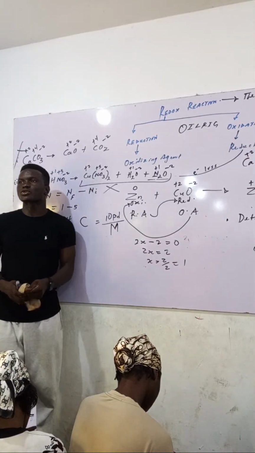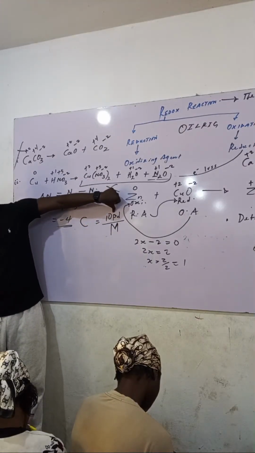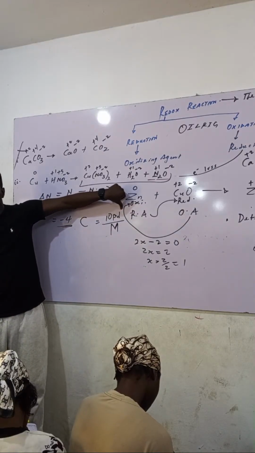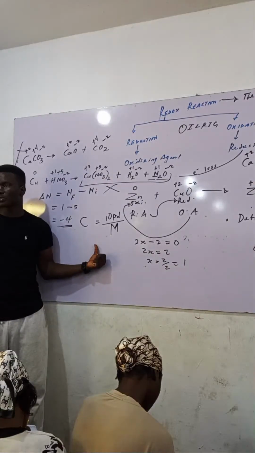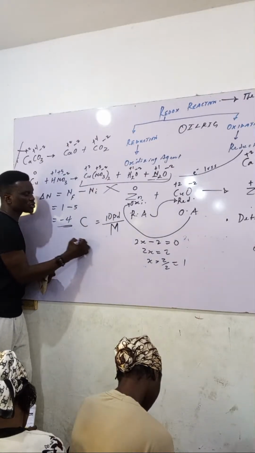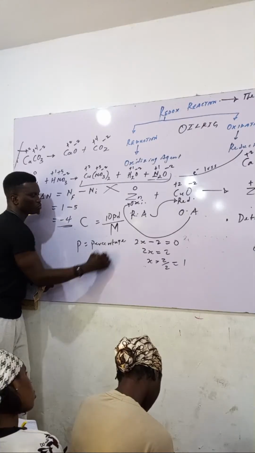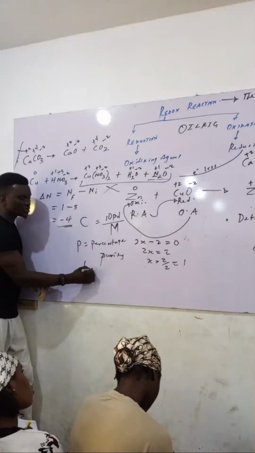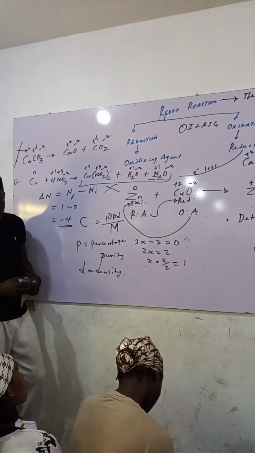So to calculate concentration, they will give you the percentage of that compound. This is stoichiometry now. Give you the density of that substance and give you the molar mass. Then you can calculate concentration. This P is called percentage purity. D is density. And then is molar mass.